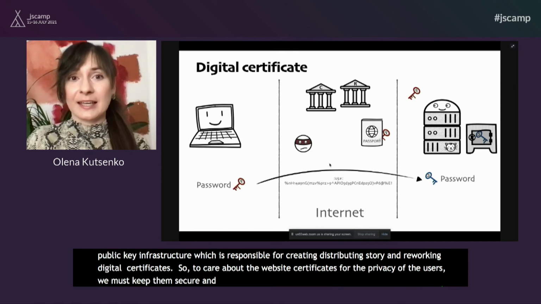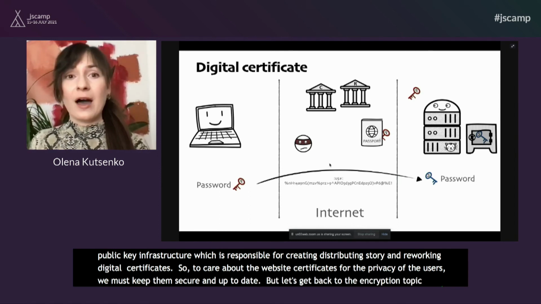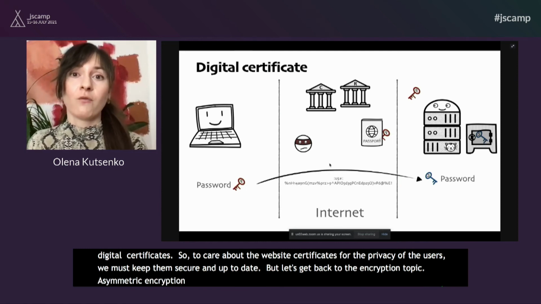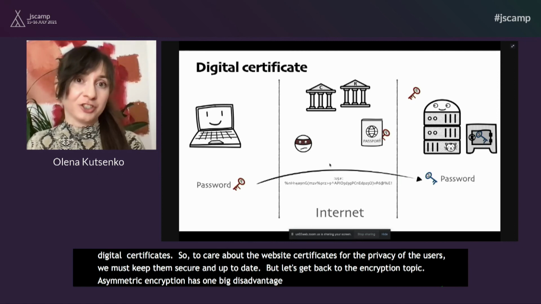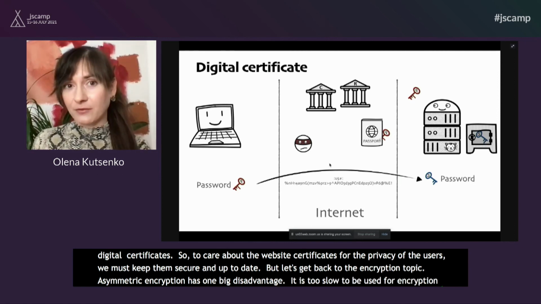But let's get back to the encryption topic. Asymmetric encryption has one big disadvantage. It is too slow to be used for encryption of all the data exchanged between the client and the server. How do we make it faster?